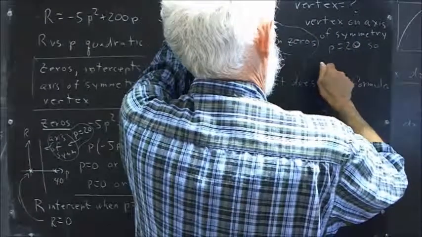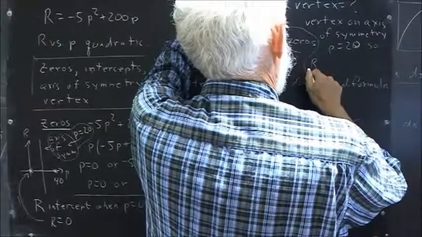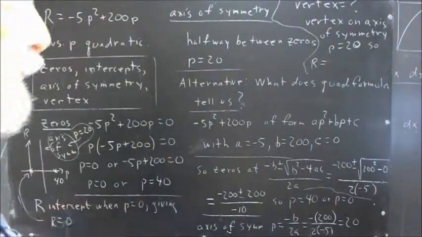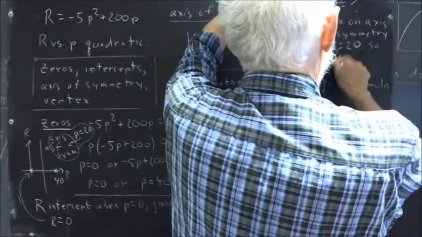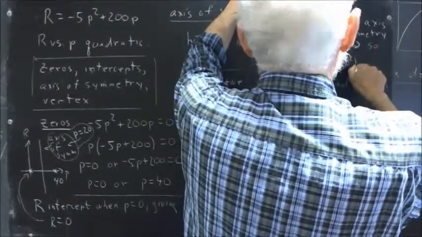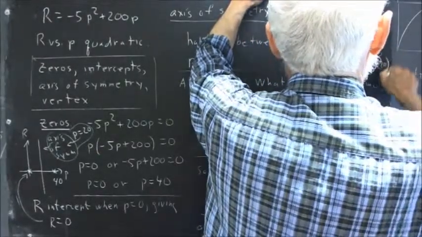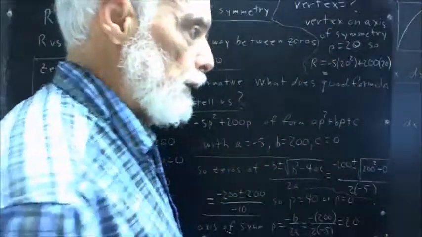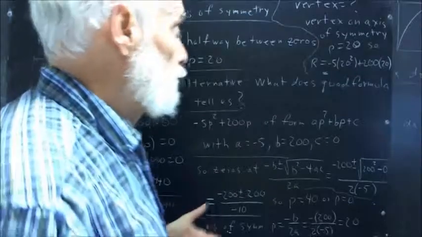So R of the vertex equals negative 5p squared plus 200p, whatever p happens to be. Well, p happens to be 20, so that's negative 5 times 20 squared plus 200 times 20. And if you figure that out, you ought to be able to do that in your head. 20 squared is 400. 5 times 400 is 2,000.